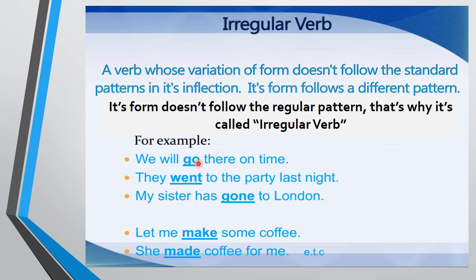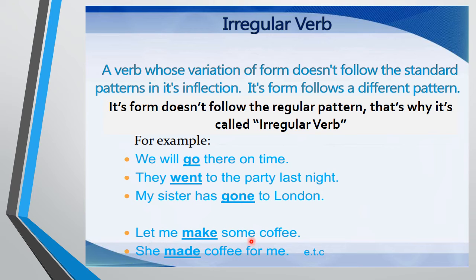Go is basically the first form of the verb, and it has went and gone as second and third forms, which shows that it is an irregular verb and it has different second and third forms. It's not like you add ed to it and it becomes go, goed, goed. That is wrong. The second form is went and gone, which are different from go.